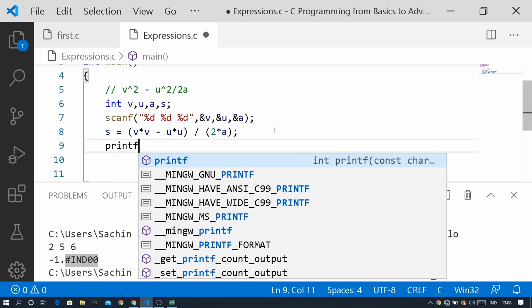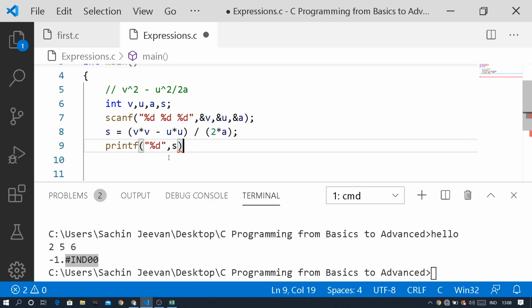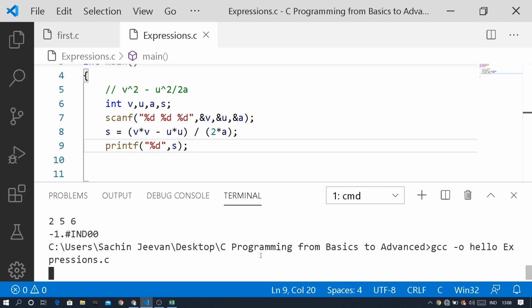Now finally I'll print percentage d, because I am storing the answer in an integer variable. It is up to you, you can use float; those things we will see later. Here the purpose is only to know how to write expressions. So I'm printing the value of s. Now we will come to the compilation.